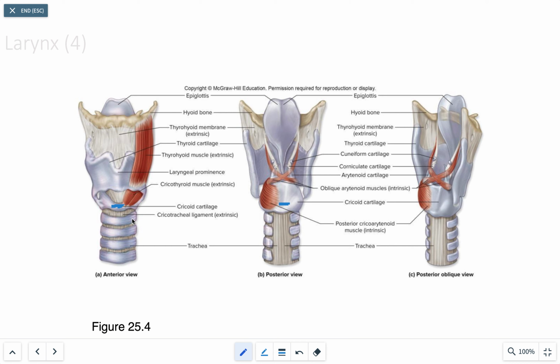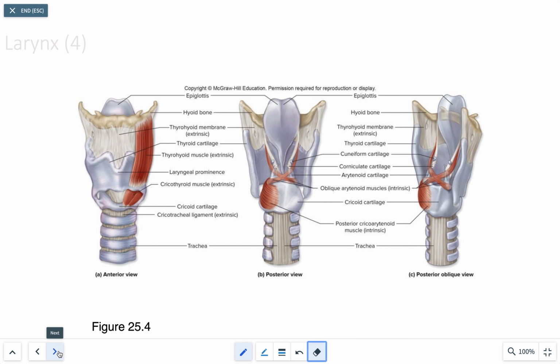And then you can see on the trachea we have these C-shaped cartilages, and the reason why we don't have any cartilage in the posterior view is because of the esophagus. So the blue lines that I'm drawing here would represent where the esophagus would lie. These C-shaped cartilaginous rings are to help keep the anterior portion of the trachea open for breathing.